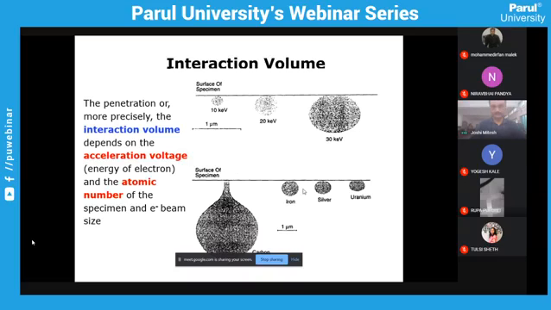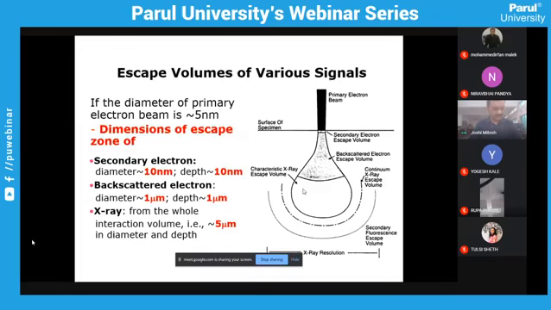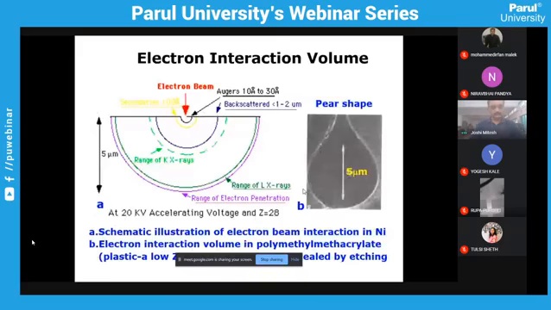I just skip this part because time is very short. These are the escape volumes of various signals. The depth of secondary electrons is much more compared to the backscattered and Auger electrons, which is around 10 nanometers. So secondary electron imaging with the SEM is nowadays very useful. I also skip this.